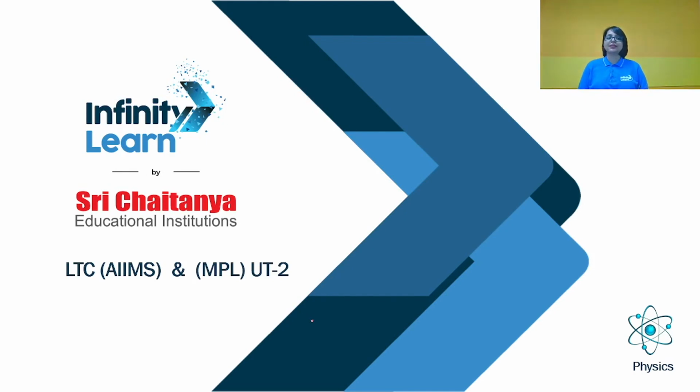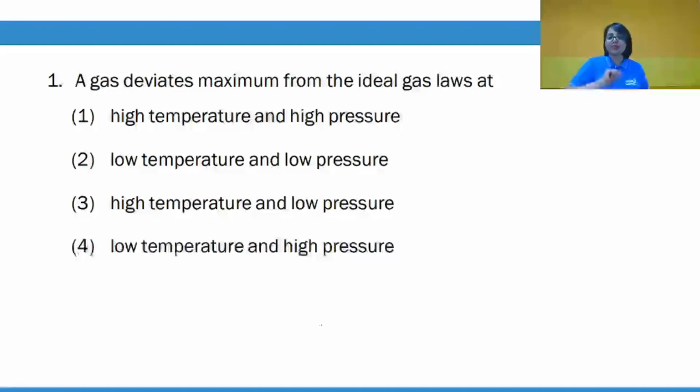Let's discuss unit test 2 physics section. So let's start with question number 1. A gas deviates maximum from the ideal gas laws at. So correct answer is option 4. At low temperature and high pressure, the gas deviates from its ideal gas behavior.